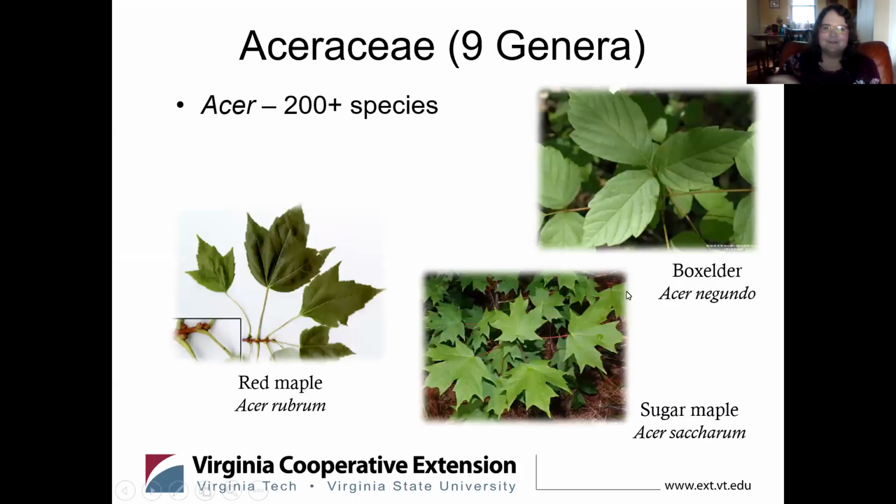Very, very cool. So ACAC to wrap us up. Red maple, of course. Box elder, like I said, is a compound leaf member of the Acer family, Aceraceae family, and sugar maple. Just a few examples. There's actually 200 plus species of acers.